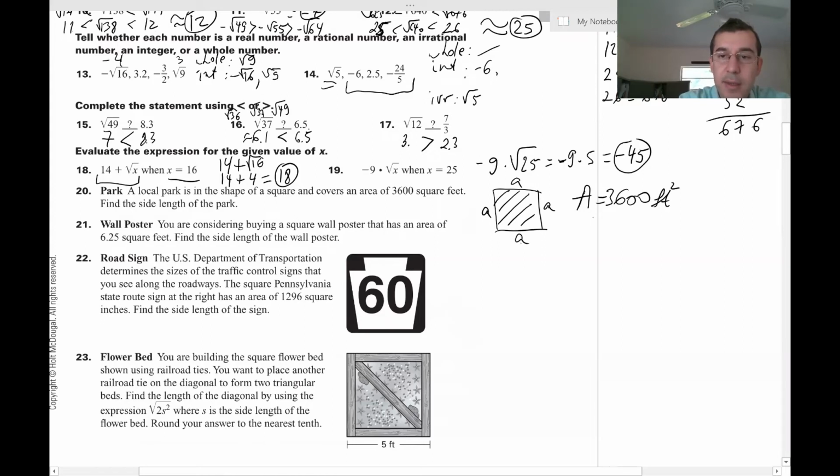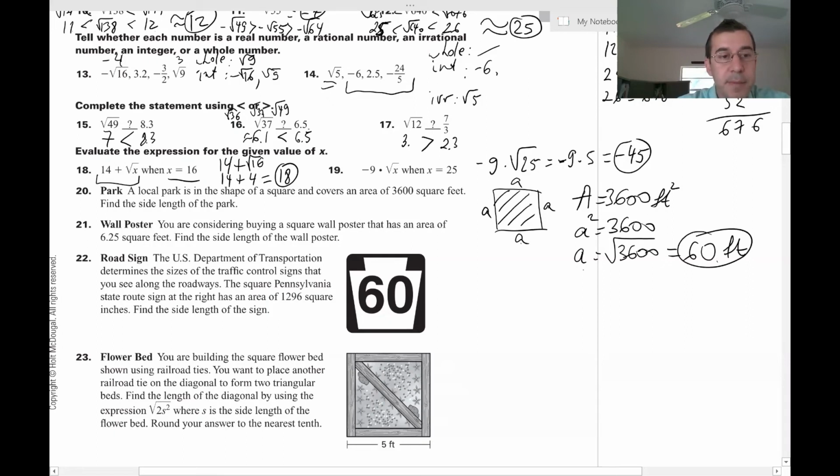So find a, and we know that the area is a squared. So a squared is basically 3600, or just a is the square root of 3600. What is the square root of 36? That's 6. And then 2 zeros come out to 1 zero outside of the square root. So the square root of 3600 is 60. So the side length of the park is 60 feet.